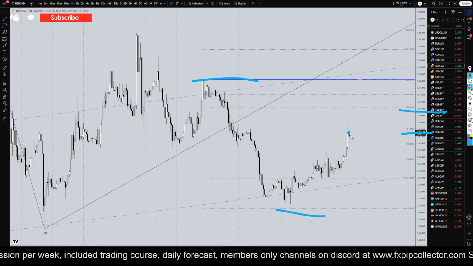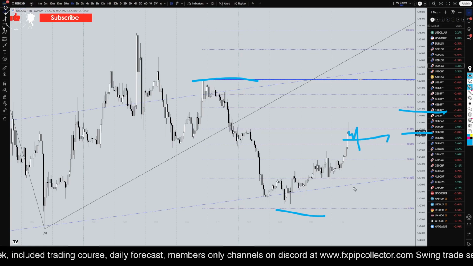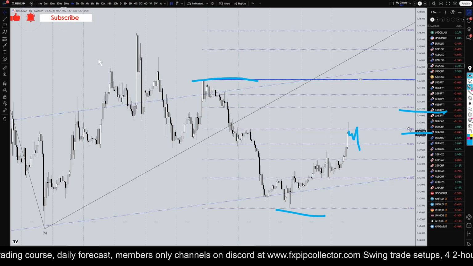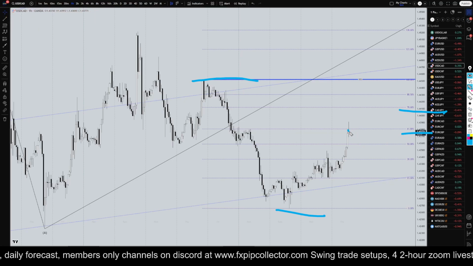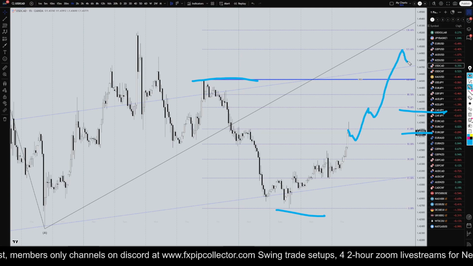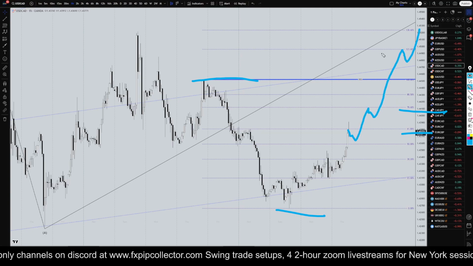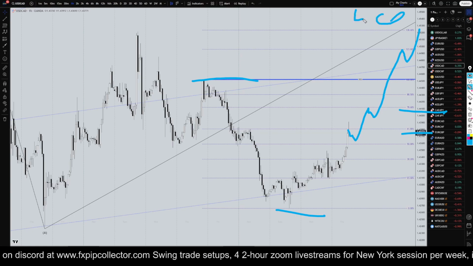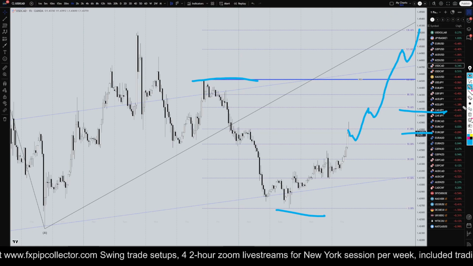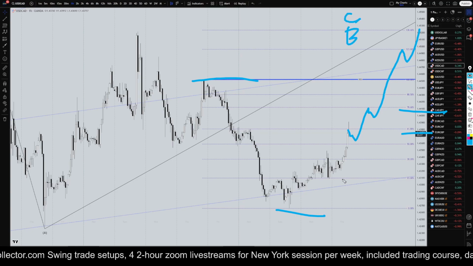I mean, as long as it doesn't make a double top at a fib level and break structure like that, I would just assume that any move down is just a little crutch into the uptrend. I would think that it's very likely to go up and make that wave C of wave B, like what I was showing on the higher time frames.